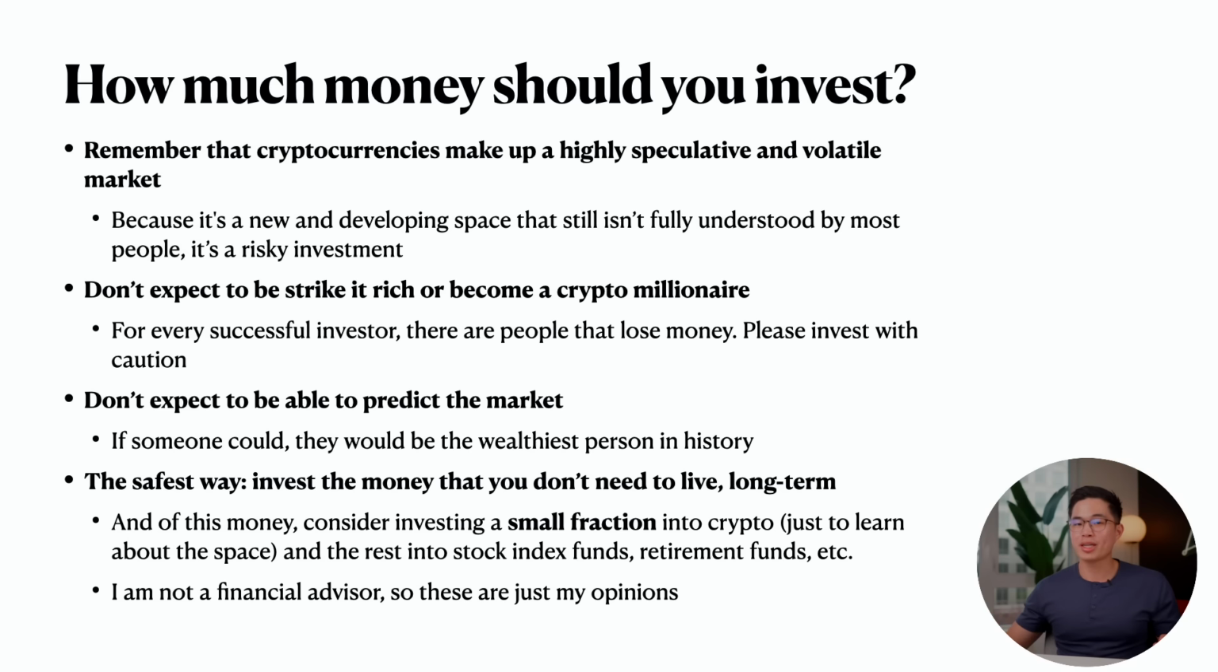If you're trying to time the market, I'm just gonna say that's probably really hard to do, because if you could time the market accurately, then you'd be the wealthiest person in the world. So no one can time the market. The safest way to invest is just invest your money into whatever crypto you believe in and leave it there long term. For most of you guys, I wouldn't recommend putting over 5 to 10% of your whole portfolio into crypto. The rest should be invested into index funds, stocks, real estate, other things like that. And I do want to remind you guys, I'm not a financial advisor, so these are just my opinions.